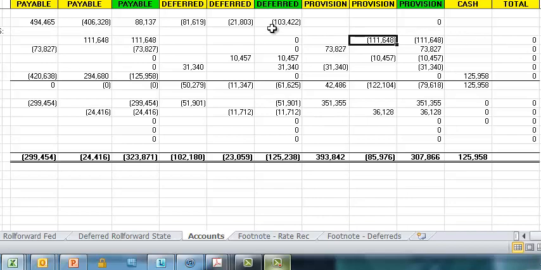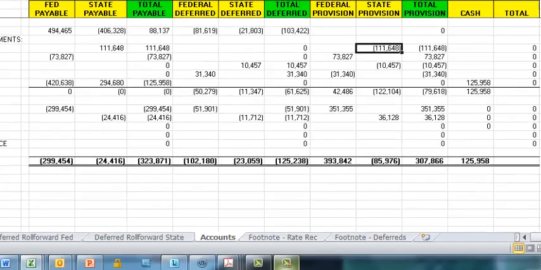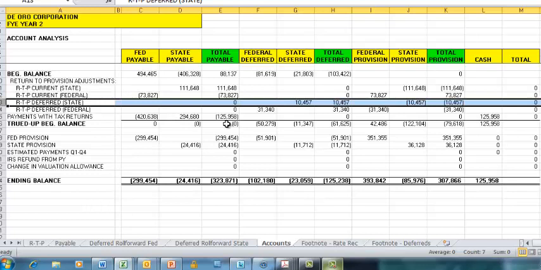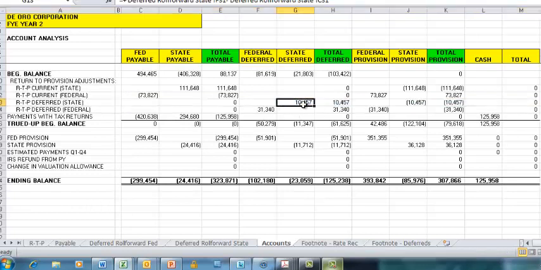Okay, so from the deferred side, from the states, I have a $10,000 debit to my state deferreds. What's the adjusting entry you just made back to the table? What's the date of that? Would it be January 1st of the new year? What did you get to?